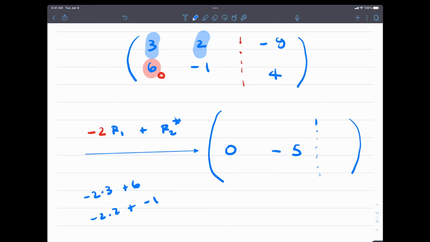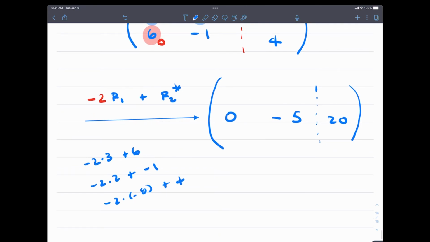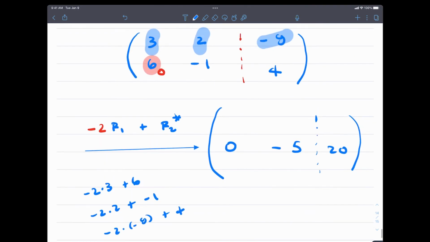All right. -2 times -8, add it with 4. What do you get? I think it's positive 20. Why is that? -2 times -8 is positive 16. And then 16 plus 4 is 20. What do you do with the first row again? 3, 2, and what? -8.